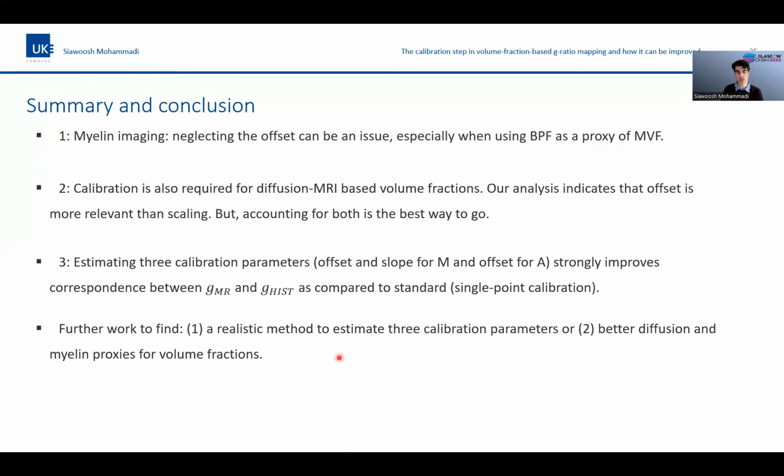So future work needs to look at a realistic way to estimate these 3 calibration parameters, and or to find better proxies for myelin and diffusion-based volume fraction estimates.